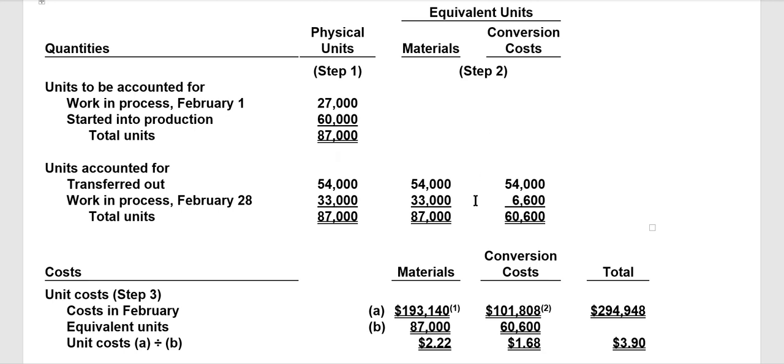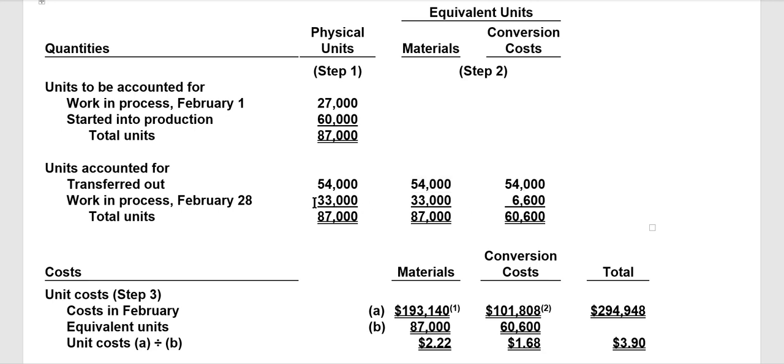The same concept is applied here. So let's look at the calculation, the process. We have 54,000 units that were completed. Those are 100% complete with regards to materials. So they are equivalent to 54,000 units, 100%. They are 100% complete with regards to conversion. So that gives us 54,000 equivalent units.